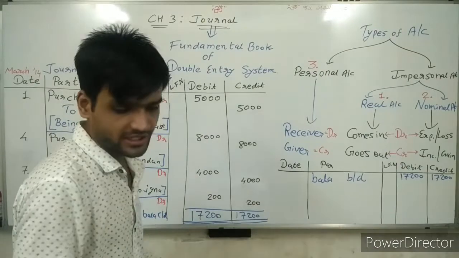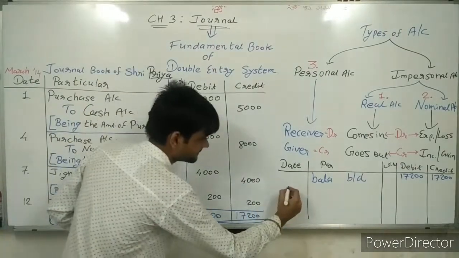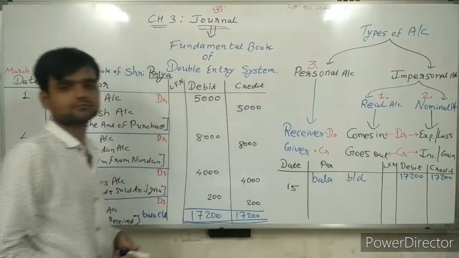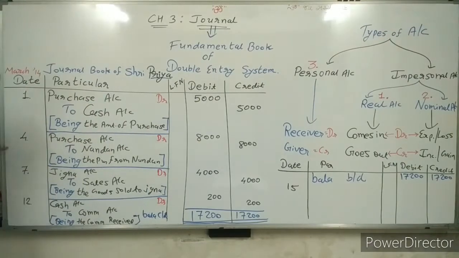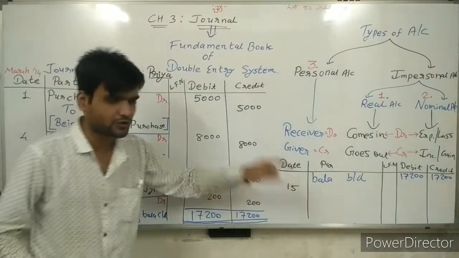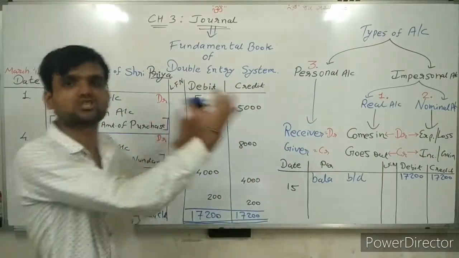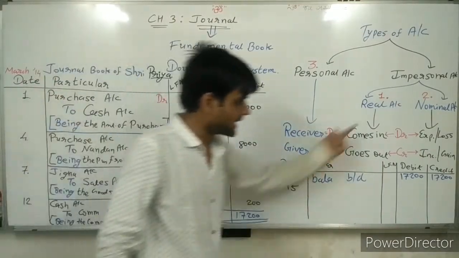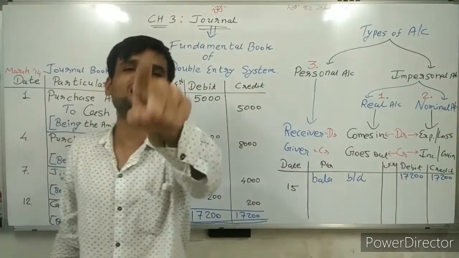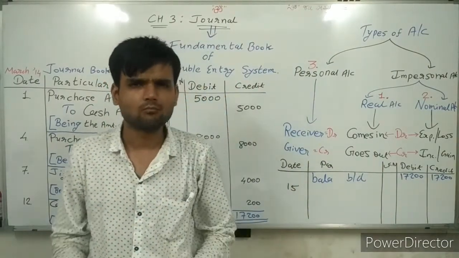Now writing journal entry for 15 days. Because first date, 4th date, 7th date, 12th date, now 15 days. But this is the carry forwarded amount from the last page. So this total we are carrying forward here. That is the most important one. Most important.